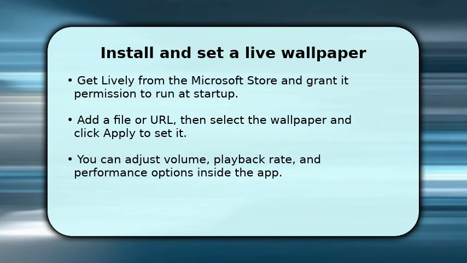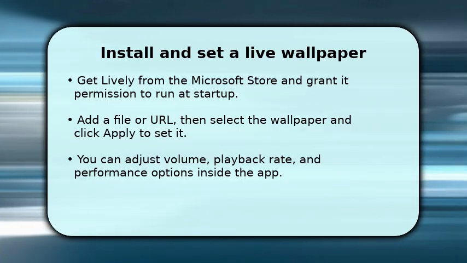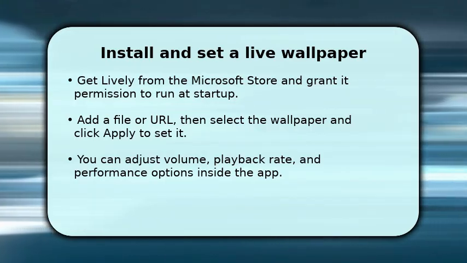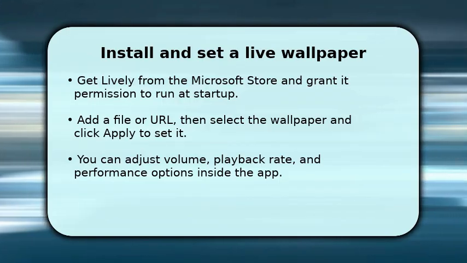Click Add and choose a local MP4, WebM, or GIF file, or paste a supported URL for streaming. Select the new item and press Apply to set the live wallpaper immediately. Use settings to adjust volume, playback rate, and performance mode for smoother playback or reduced battery use.